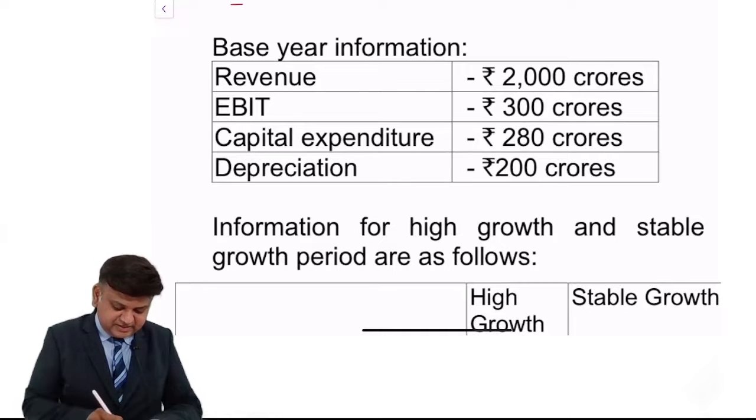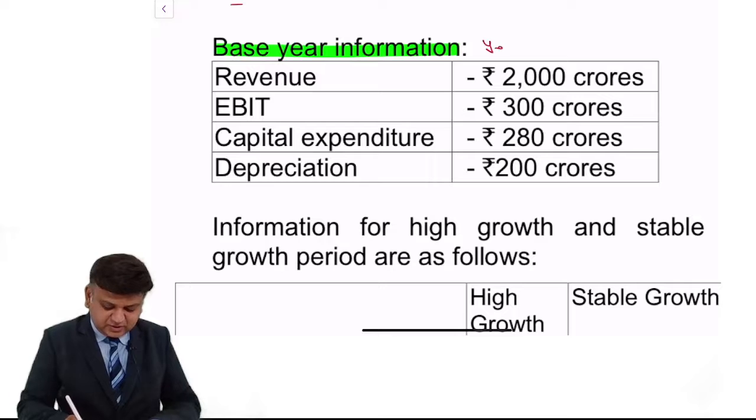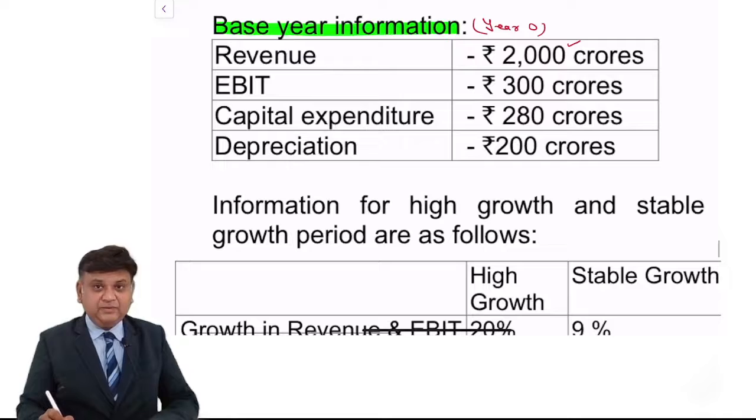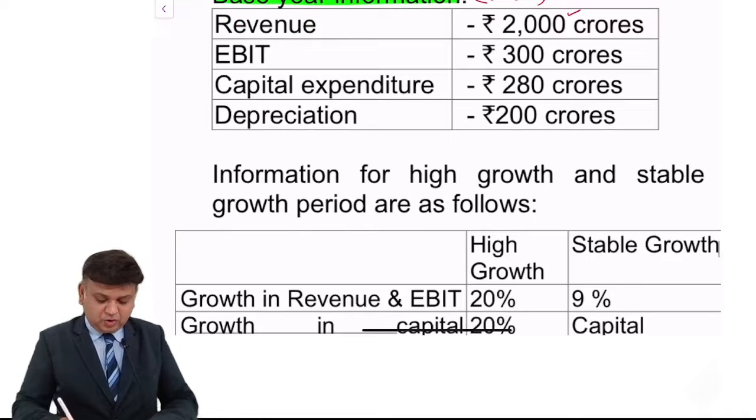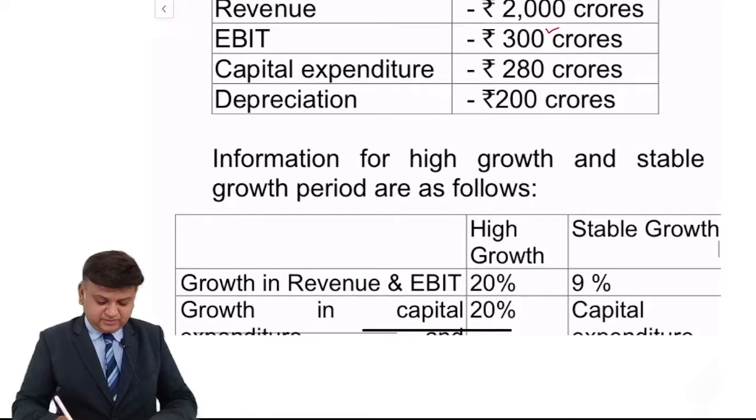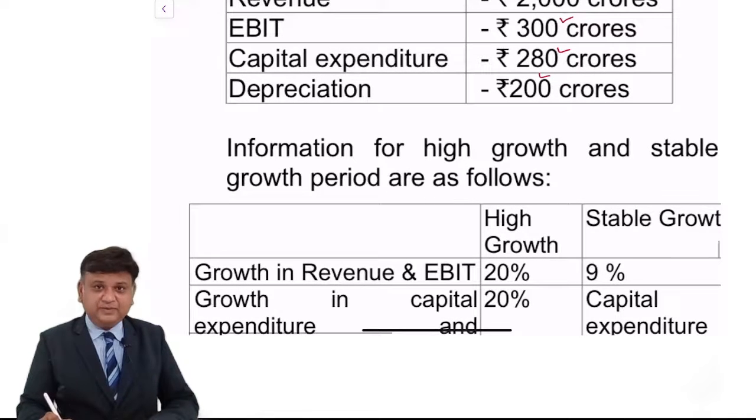Base year information means information is provided to us in respect of year 0. Revenue is provided to us. Operating income is provided to us. Capital expenditure is given. Amount of depreciation is given.